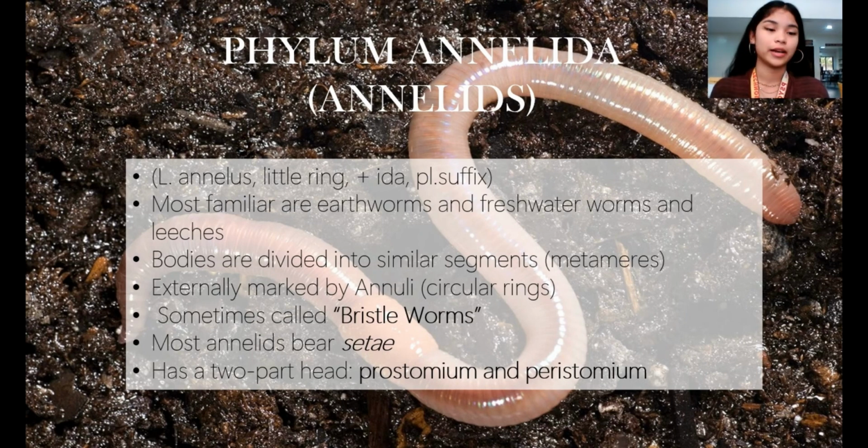In phylum Annelida, the bodies are divided into similar segments, or metameres, segmentation, and it is externally marked by annuli, or circular rings. It is also sometimes called bristleworms, and most annelids bear setae. Setae are hair-like structures like in earthworms, and it has a two-part head, namely prostomium and peristomium. Prostomium is the portion of the front head situated in front of the mouth, while the peristomium is the portion in the anterior end, and it assists the annelid's body to be pushed into the soil.